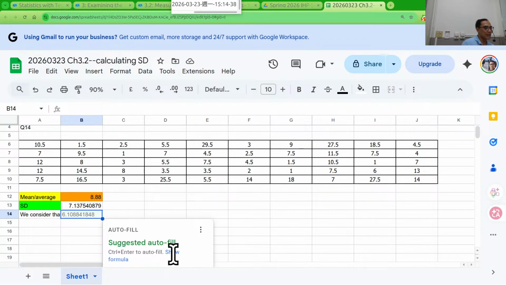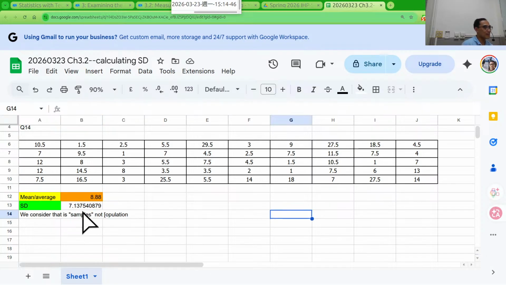I'm sorry. Autofill, no. Suggest, no. You don't need to suggest to me. The computer doesn't need to suggest to me. Okay, so click here. 7.1. Sorry. Okay. Last minute, then we can get a break here.